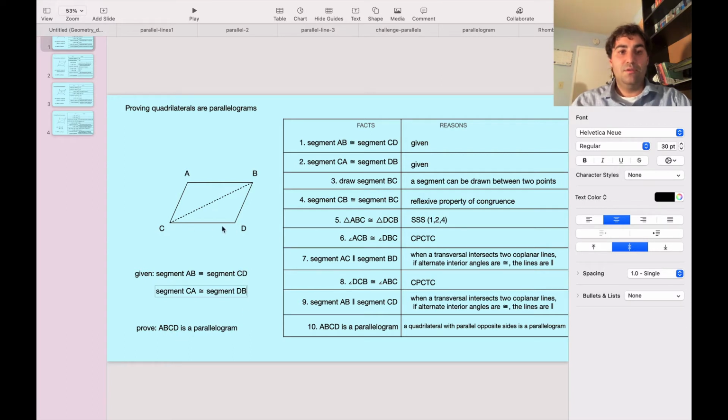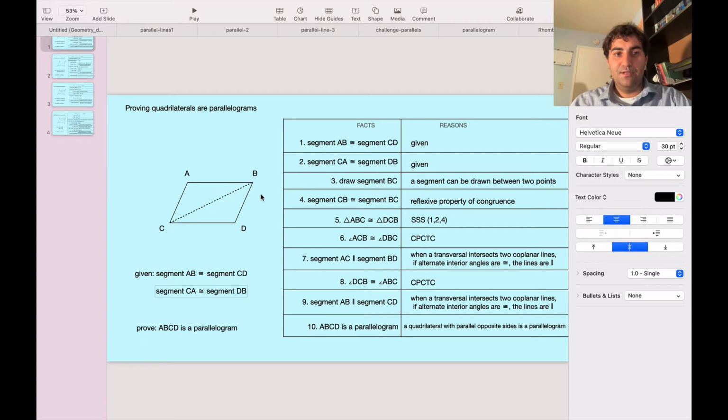So all we know right now is that ABCD is a quadrilateral. We don't know it's a parallelogram. So I write down what I know. Segment AB is congruent to segment CD, and segment CA is congruent to segment DB. And then I'm going to draw a segment BC.